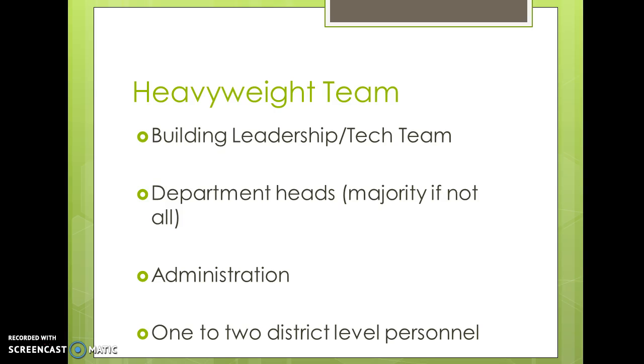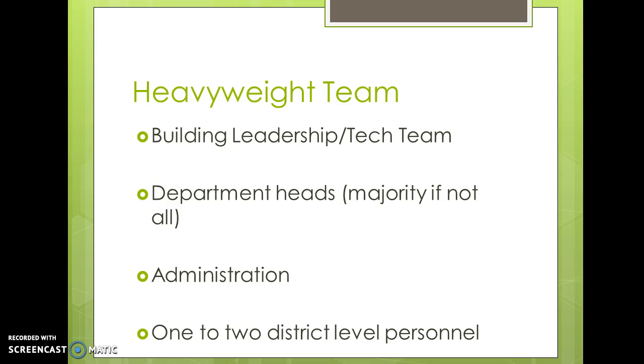Now on the other side, scenario 2, say you don't have one-to-one, then I think it's a much bigger scale. I think now you're talking, again, you want some building leadership and tech team people on there. I think you do want the department heads here. The department heads definitely have the principal's ear. The principal has the district's ear. And so I think you're going to have to go through that chain of command here. Then you need, obviously, the administration, at least your building principal, if not some of the associate principals as well. And then I think you're going to want some district level involvement there.